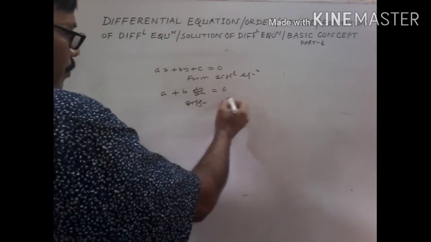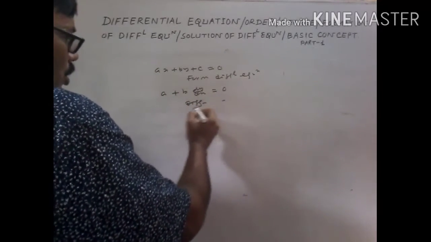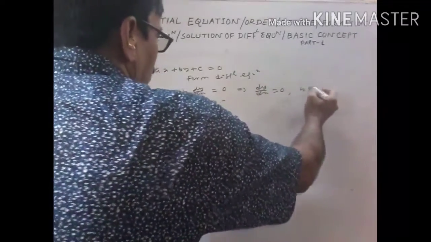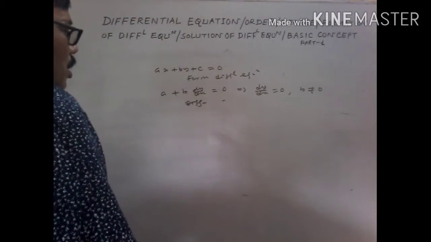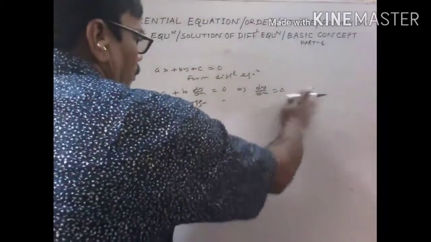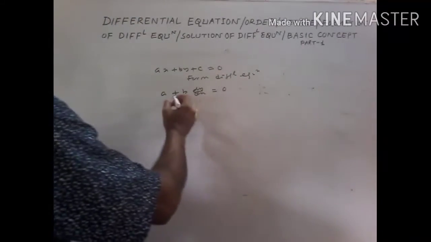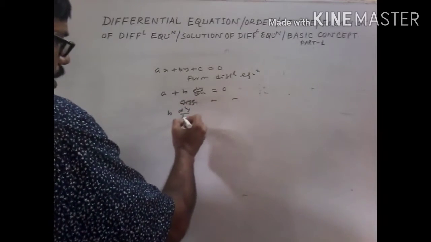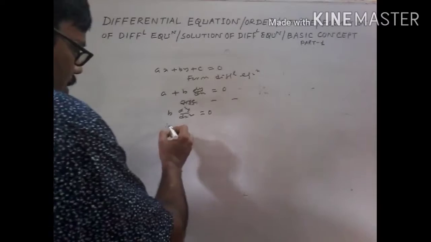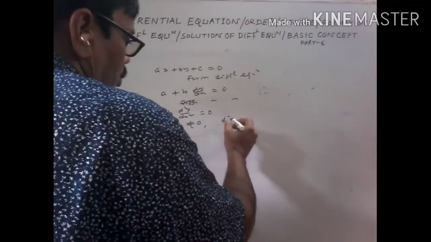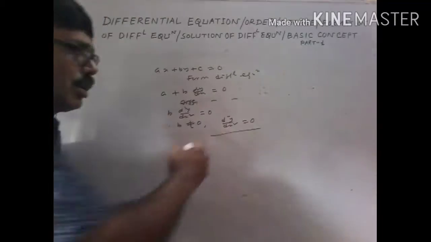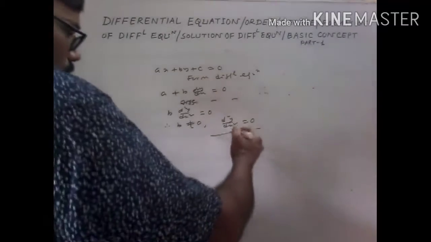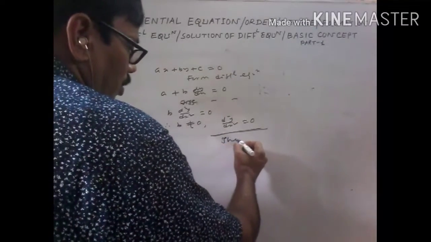So, differentiating again. Since b is not equal to 0, therefore a plus b dy/dx equals 0. So differentiating again, b into d2y/dx2 equals 0. Since b is not equal to 0, d2y/dx2 equals 0. So this relation is independent of a, b and c. So this is the required differential equation.